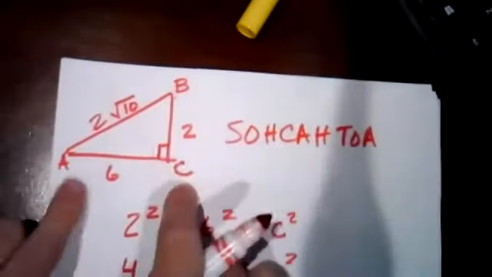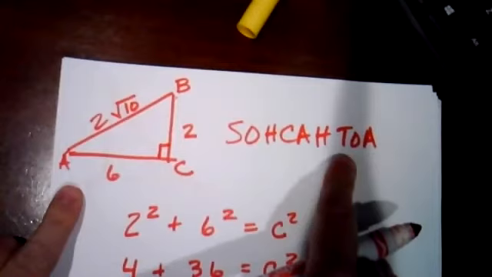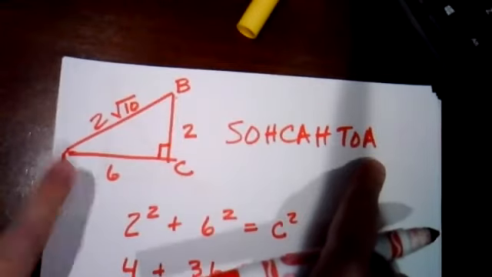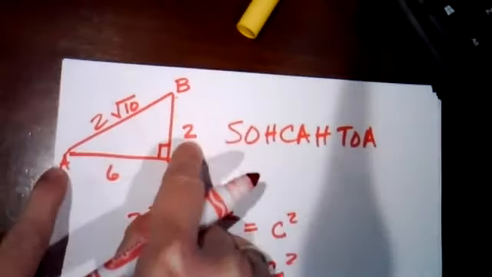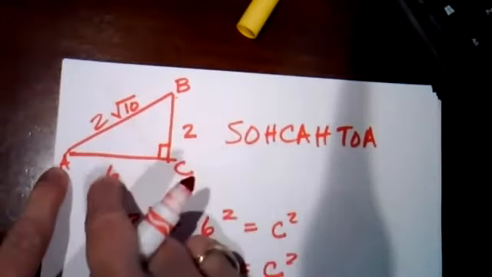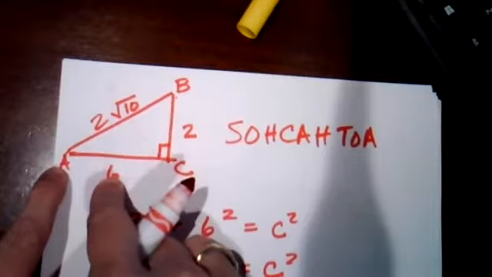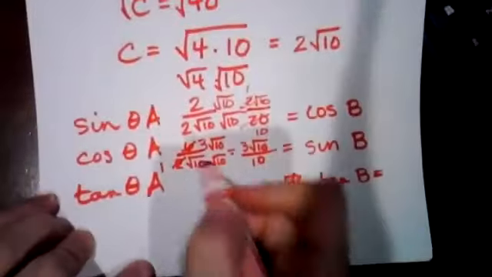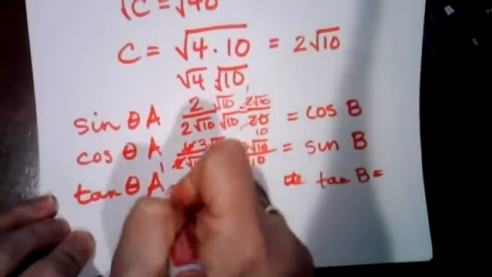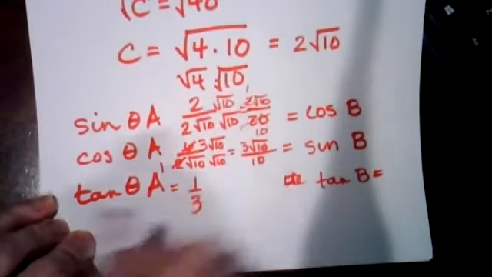So back to tangent. Tangent here is opposite over adjacent. Now remember, we're dealing with A, so tangent is opposite of A over adjacent, and this makes it a whole lot easier, and that is just 2 over 6, which I'm going to reduce to 1 over 3.